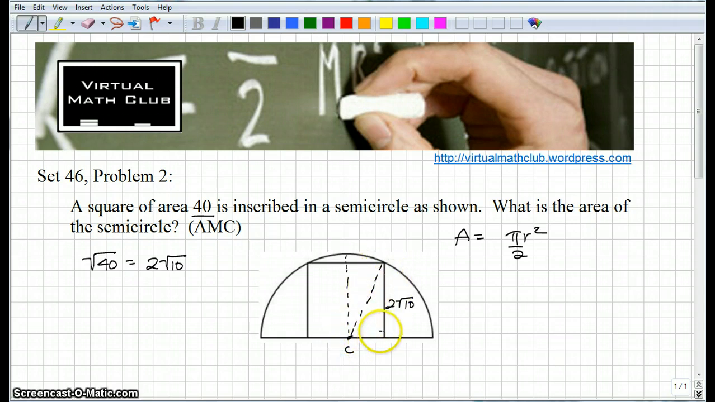Okay, and let's see, we know this is 90 degrees, right? We know that's a 90-degree angle. We know that this is a line of symmetry, so if the side length is 2 times the square root of 10, then this from the center to the corner here of the square is the square root of 10. That's the square root of 10. This is 2 times the square root of 10. We're given a right angle, so I can use the Pythagorean theorem to find the hypotenuse, and the hypotenuse is the radius of the circle.